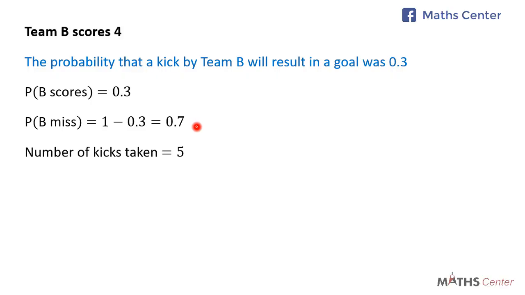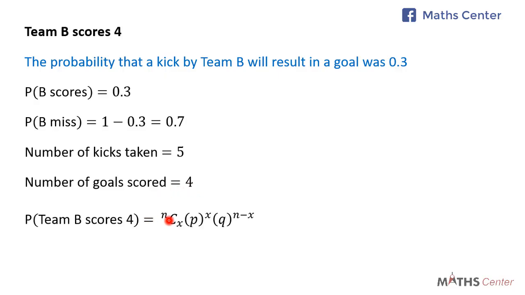From the question, we are told that each team kicks 5 times. So each team will take 5 penalty kicks. Here, we are looking for the probability that team B scores 4. So the number of goals scored by team B is 4. We know that the probability will be given by n combination x, p exponent x, q exponent n minus x. N is the number of kicks taken, and that is 5. X will be the number of goals scored, that is 4.